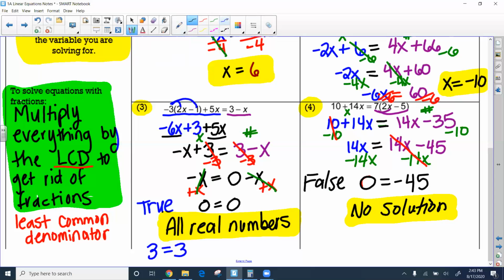Like I said, you may have noticed earlier on, we had 10 plus 14x, and then we had 14x minus 35 on both sides of the equal sign. The 14x part was the same. So you might have also ended up with 10 equals negative 35. So it doesn't have to have a 0 to be able to tell. There's no way those would be equal to each other. So since 0 is not equal to negative 45 or 10 is not equal to negative 35, depending on what you subtracted, there's no solution on that one.